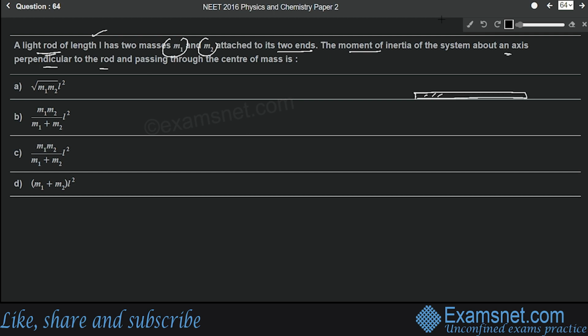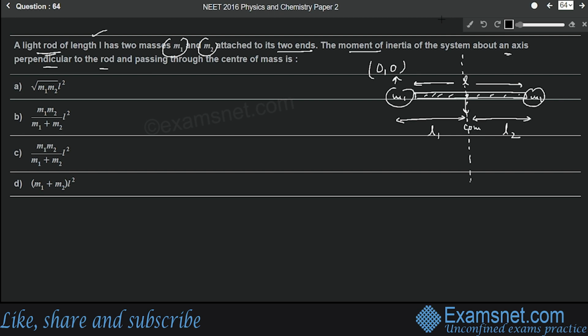Suppose this is the rod, length is L. Two masses m1 and m2 are attached to the two ends of the rod. Suppose this is the center of mass, then we have to find the moment of inertia of the system about an axis that is perpendicular to the rod and passes through the center of mass, that means this axis. Now suppose the distance of mass m1 from the center of mass is L1 and the distance of mass m2 from the center of mass is L2. And the position of mass m1 is 0, that means the origin.